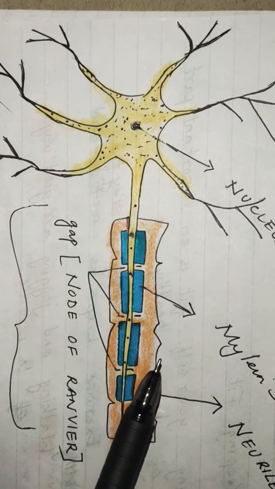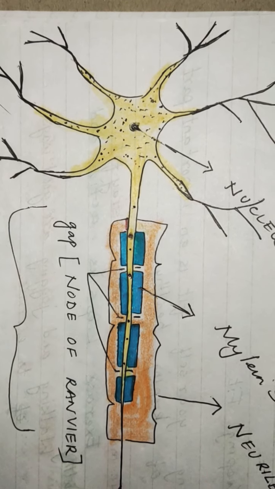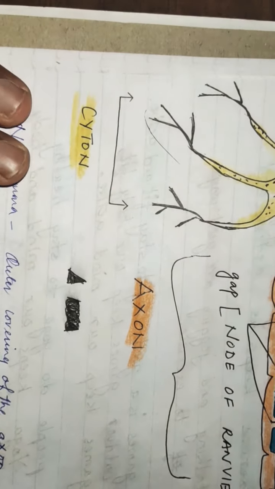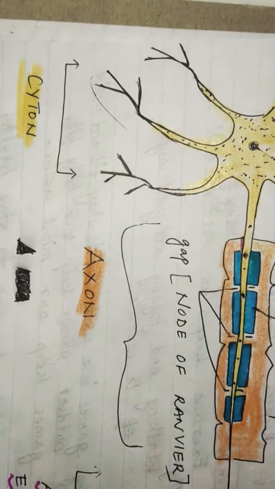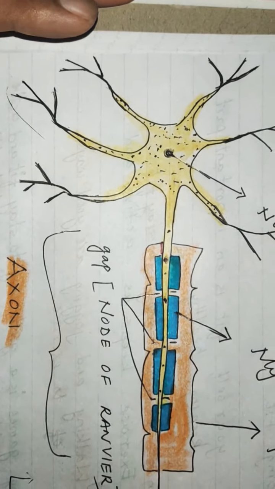This is carried in both physical form and electrical form. So physical and electrical form. The neuron has been divided into three parts. One is cyton, axon and axon endings. So we are going to learn about them one by one in detail.